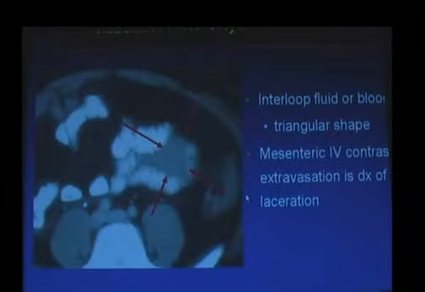So this is the characteristic sign you're going to look for in mesenteric injury. You're going to look for interloop fluid or blood. It typically is going to assume either a triangular or polygonal shape. You're going to also look for the presence of mesenteric intravenous contrast extravasation, which is going to be diagnostic for laceration.